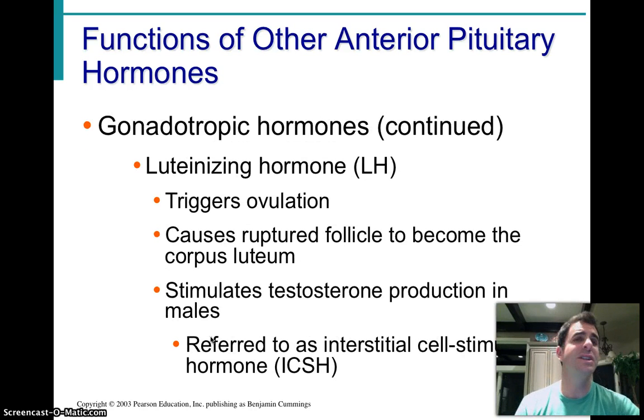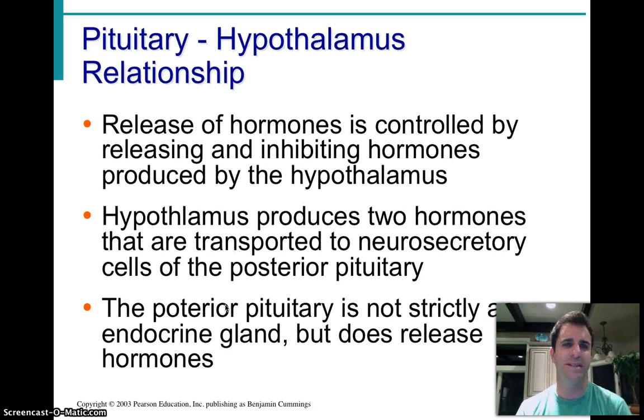LH triggers ovulation, luteinizing hormone. So every month when a woman is going to ovulate, she gets what's called an LH surge, a very large or high peak of luteinizing hormone. And that's going to cause the follicle that's housing the little egg to pop open and to release the egg that's inside. And the corpus luteum portion, don't worry about that right now. And then in males, it stimulates testosterone production in the testes. In males, it's often referred to as interstitial cell stimulating hormone, or ICSH, but for the most part, we just call it LH. It just happens to work in both sexes.